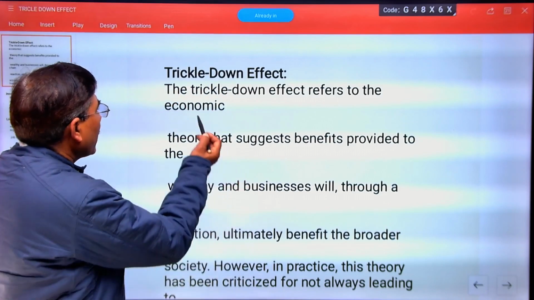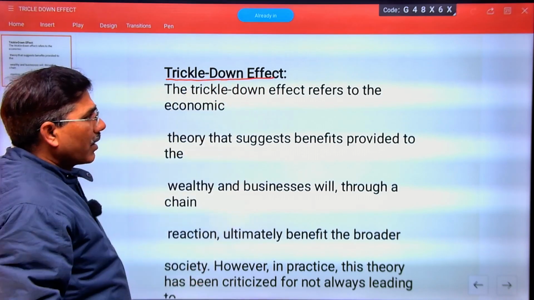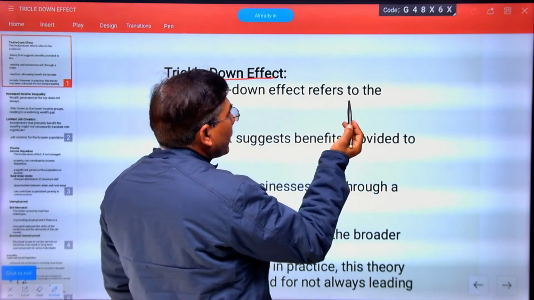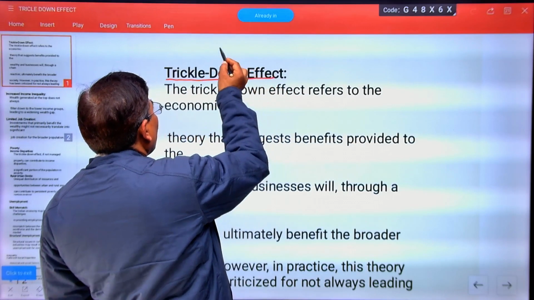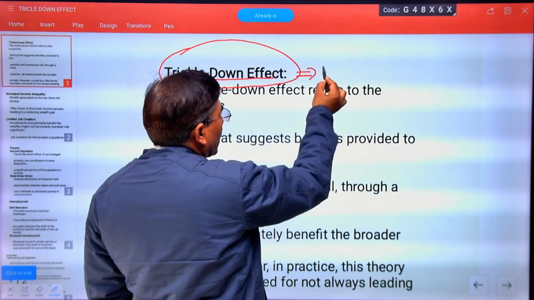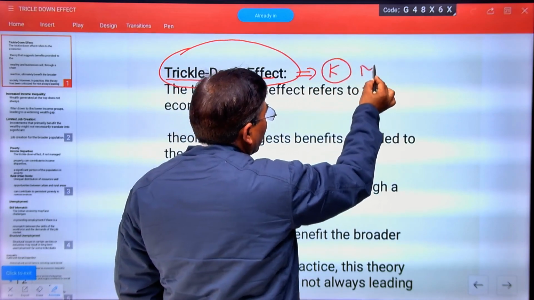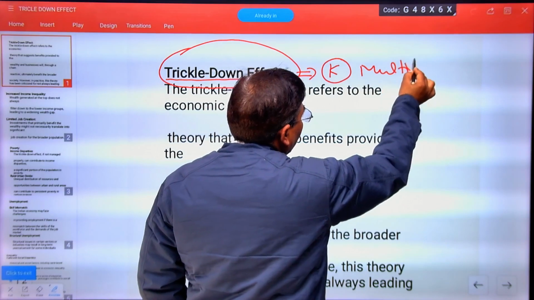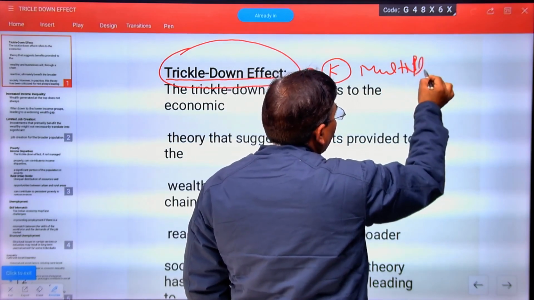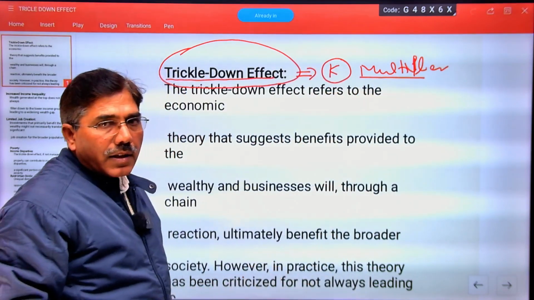First, you should know the meaning of trickle down and why our planners depended on this strategy since 1947 onward. The basic concept on which this theory is based is a simple concept of economics, that is the multiplier. This multiplier is responsible for the effective implementation of trickle down.